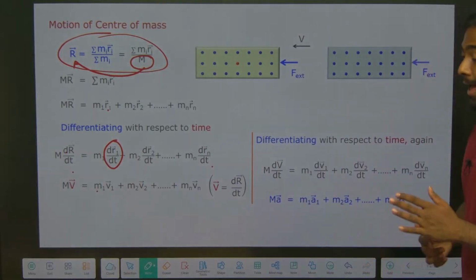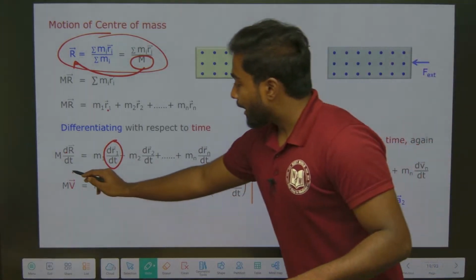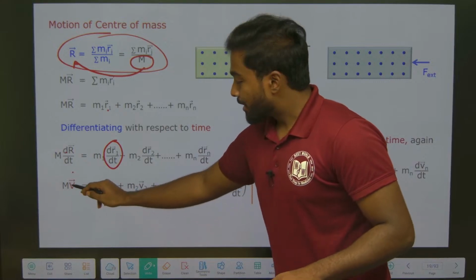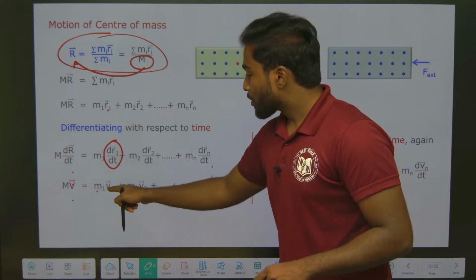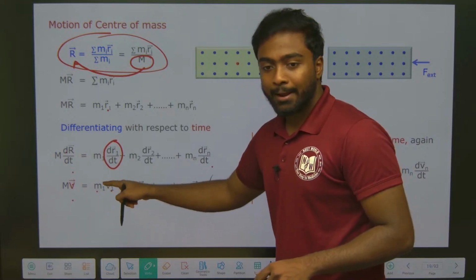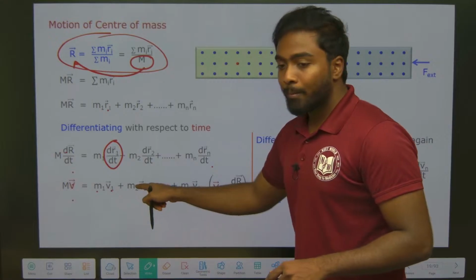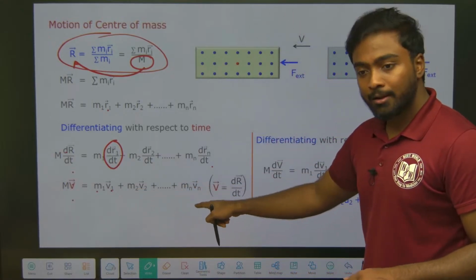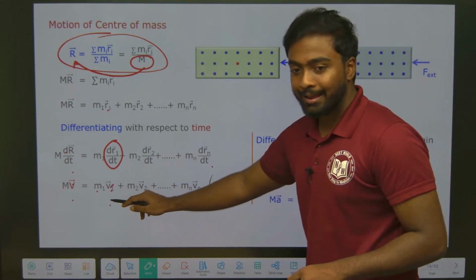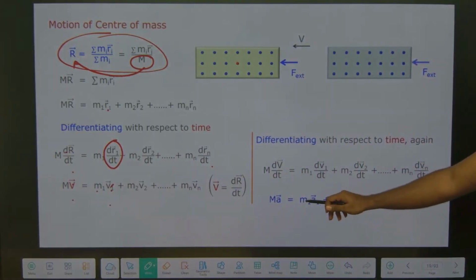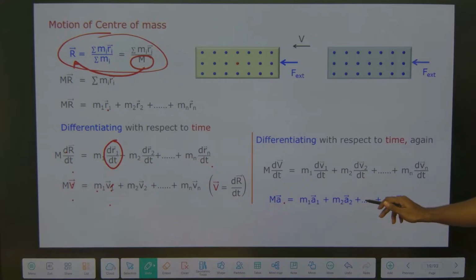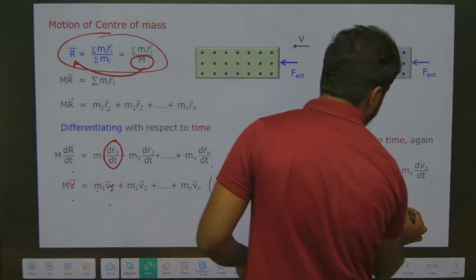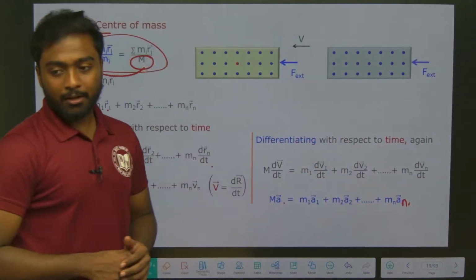When we talk about acceleration, what can we do? Again, I can differentiate with respect to time. dv by dt, which is nothing but acceleration. So here dv1 by dt, dv2 by dt up to dvn by dt. So velocity by time is acceleration, no? So same thing. Here we will get mass into acceleration equal to m1 a1 plus m2 a2 plus up to mn an. Okay. So this is not 2, this is n. Okay. Take a note of this.